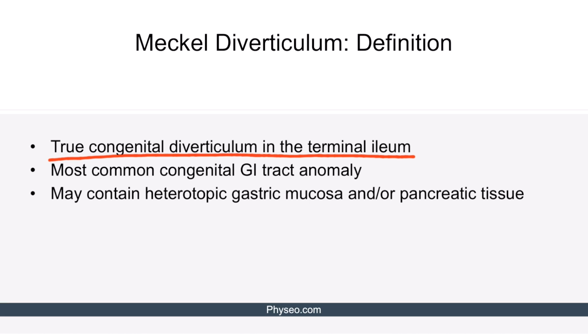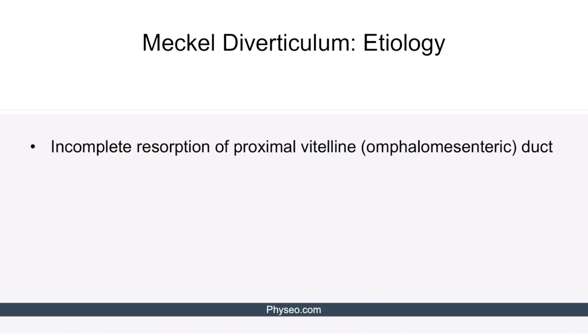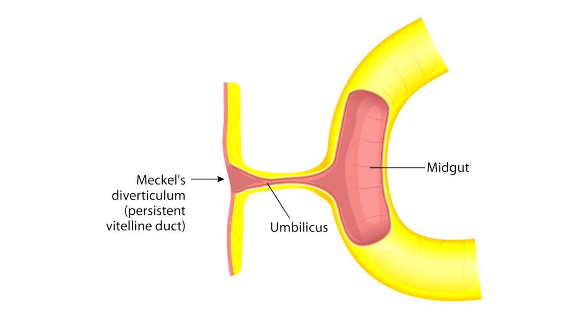A Meckel diverticulum is the most common congenital GI tract anomaly. It may contain heterotopic acid-secreting gastric mucosa or pancreatic tissue. A Meckel diverticulum is caused by incomplete resorption of the proximal vitelline duct, which is also known as the omphalomesenteric duct. Here is the illustration showing a Meckel diverticulum.